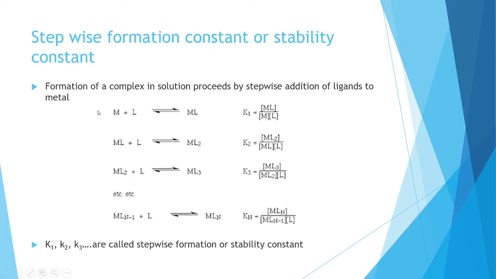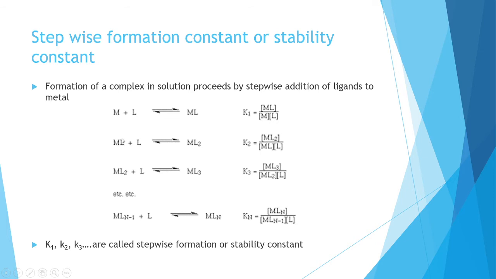And here we can see some reactions. This is a stepwise formation constant or stability constant. The formation of a complex in solution proceeds by stepwise addition of ligands. Here M is the metal and L is the ligand. So M and L combine to give ML. This is not a dissociation constant, it is a formation constant, since this reaction is a formation reaction. So K1 equals the concentration of ML divided by the concentration of M times L.